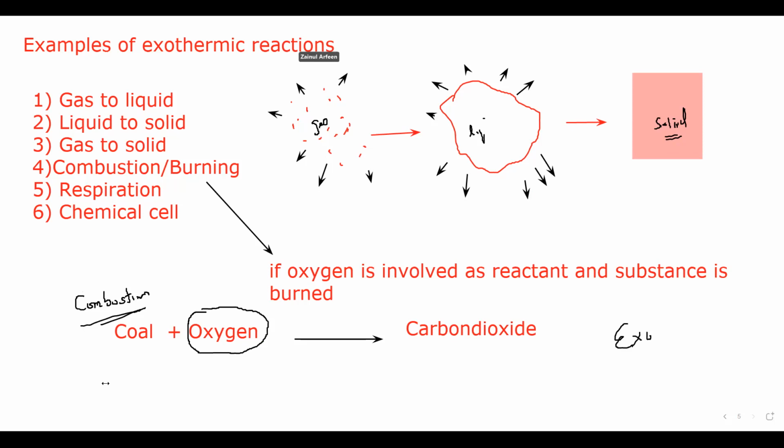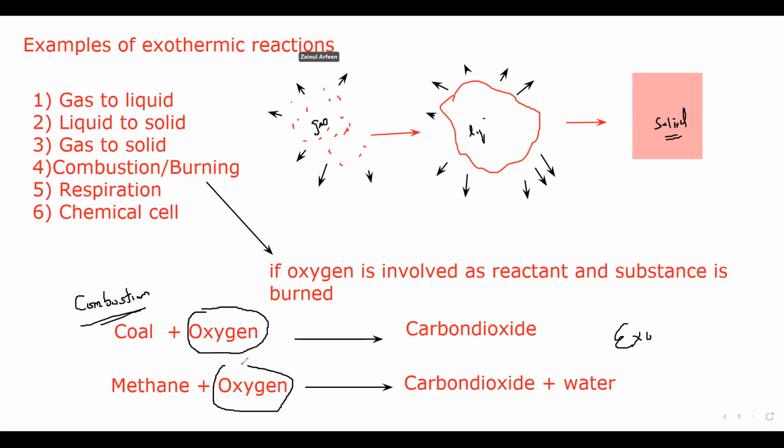Another example, if we have methane which reacted with oxygen, or which burned in the presence of oxygen, to give carbon dioxide plus water. You can see the oxygen is involved as a reactant. So what kind of reaction is this? This is also an example of a combustion reaction, and whenever there is a combustion reaction, it will always be exothermic.